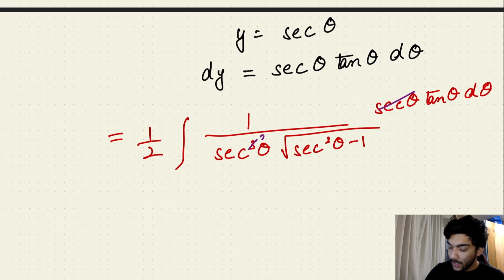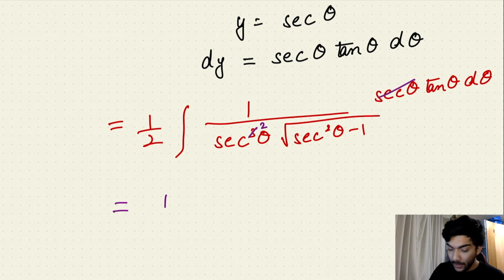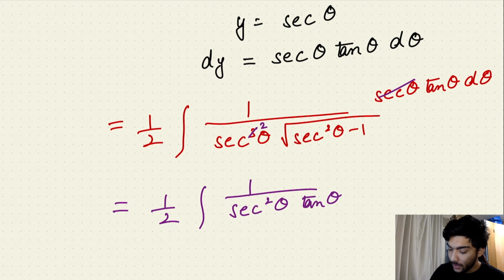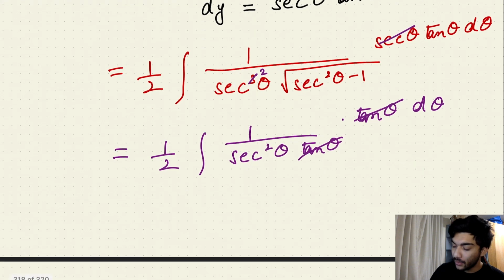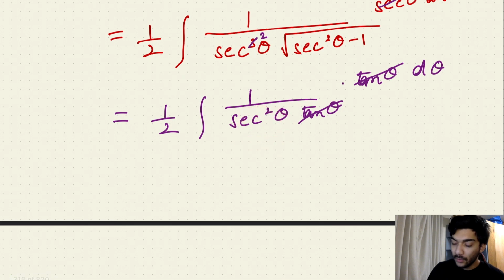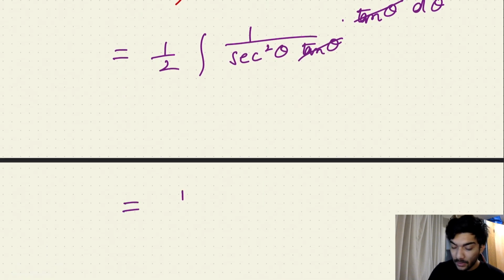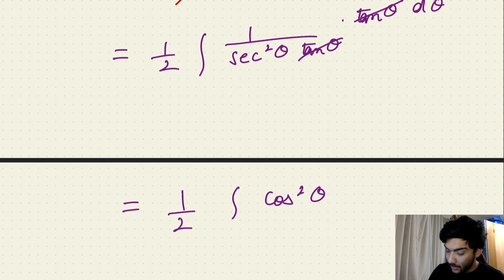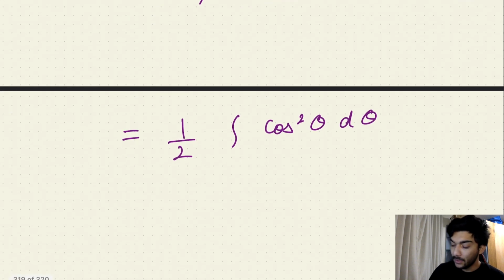So now you can cancel 1 secant theta with 1 secant theta in the denominator, and this secant square theta minus 1 can be easily changed to tan square theta, and taking the square root of tan square theta we get tan theta, right? So this integral will be changed to 1/2 of 1 by secant square theta tan theta times tan theta d theta, right? And now you can cancel this tan theta with this tan theta. We know that secant theta is basically 1 upon cos theta. So this expression will be simplified to just calculating the 1/2 of the integral of cos square theta d theta in this case, right?